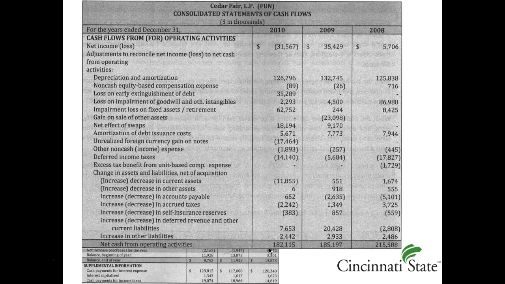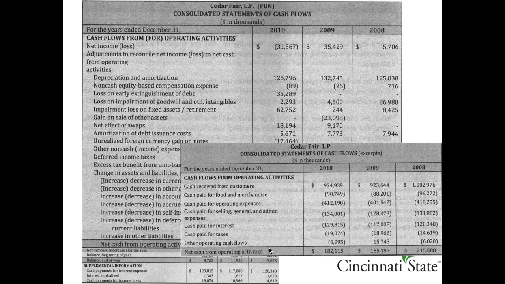I want to show you how the operating section prepared using the direct method looks. We see cash received from customers, cash paid for food and merchandise, operating expenses, selling, general and administrative, cash paid for interest, taxes, and other. In the end, we see a figure which shows the difference of cash receipts and cash payments. This method is very understandable, and users, of course, prefer it.